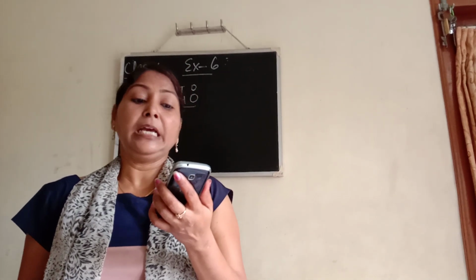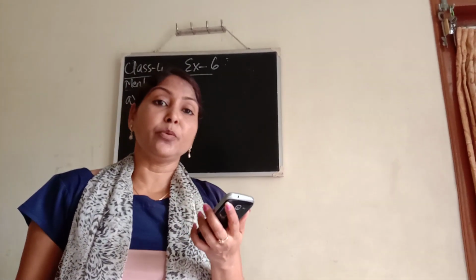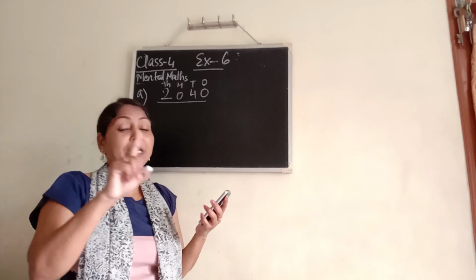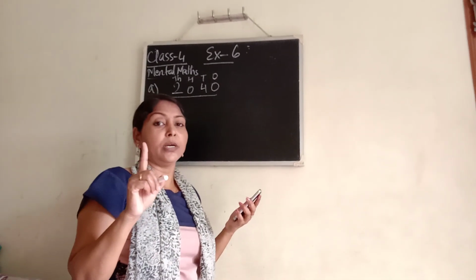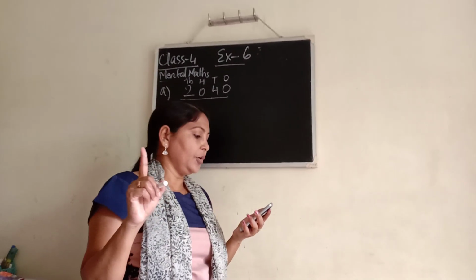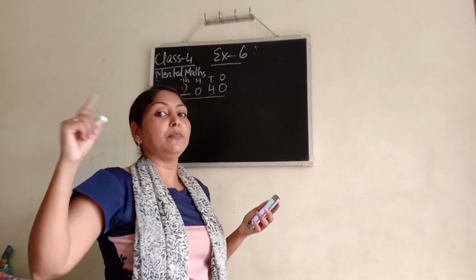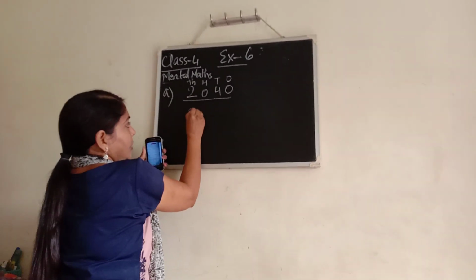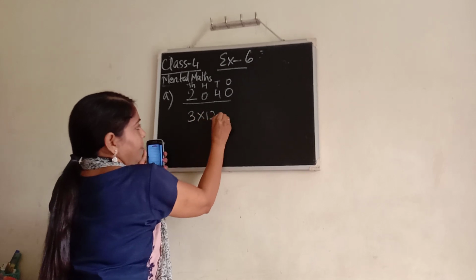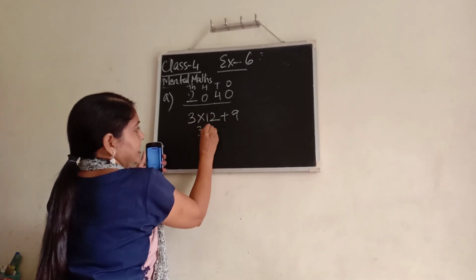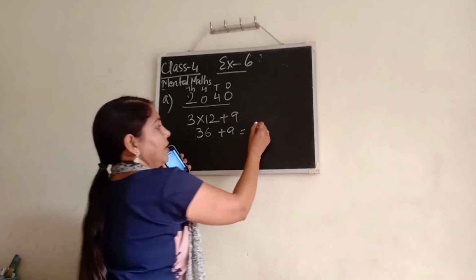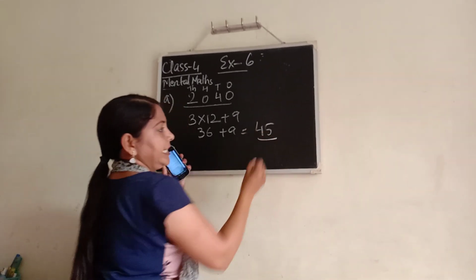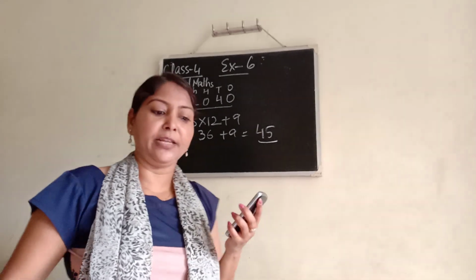Then next one, which number is 9 more than 3 12s? 3 12s means if you multiply 12 times 3, then what comes? 36. And you have to add 9 more. So 3 into 12 plus 9. 36 plus 9 is equal to how much? It is 45. So the next answer, number B, is 45.